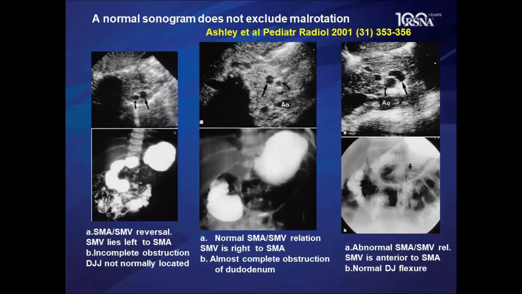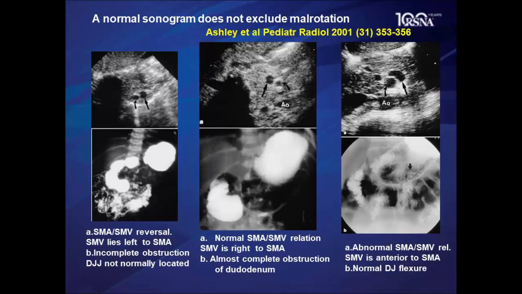Then we call it abnormal. Yet here, the baby has a dilated proximal duodenum, and there is a malrotation, malfixation, for sure. In this case, the SMA-SMV relationship is normal on a transverse ultrasound. Yet when we do this, we see a complete obstruction. So it's good. But in this case, the SMA-SMV were abnormal.